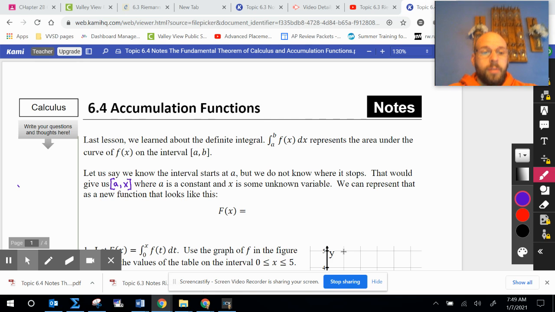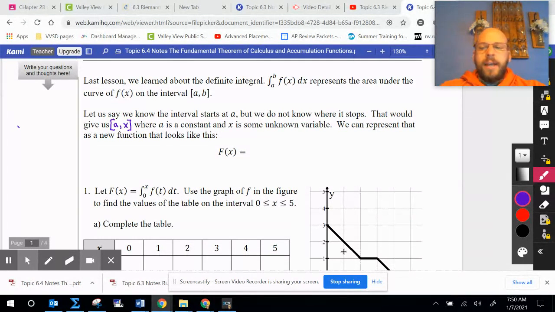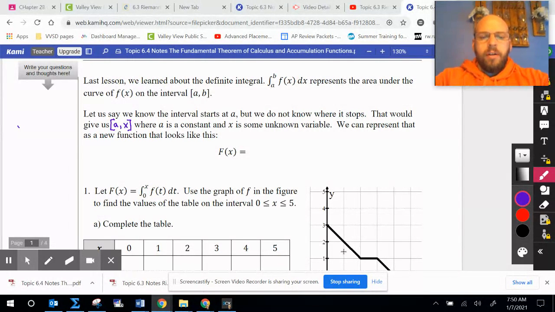Hello, we're going to talk about topic 6.4, the fundamental theorem of calculus and accumulation functions. Last lesson in 6.3, we talked about how the definite integral finds the area under the curve with an infinite number of subintervals. Now we want to talk about some properties or relationships between this integral and the derivative.